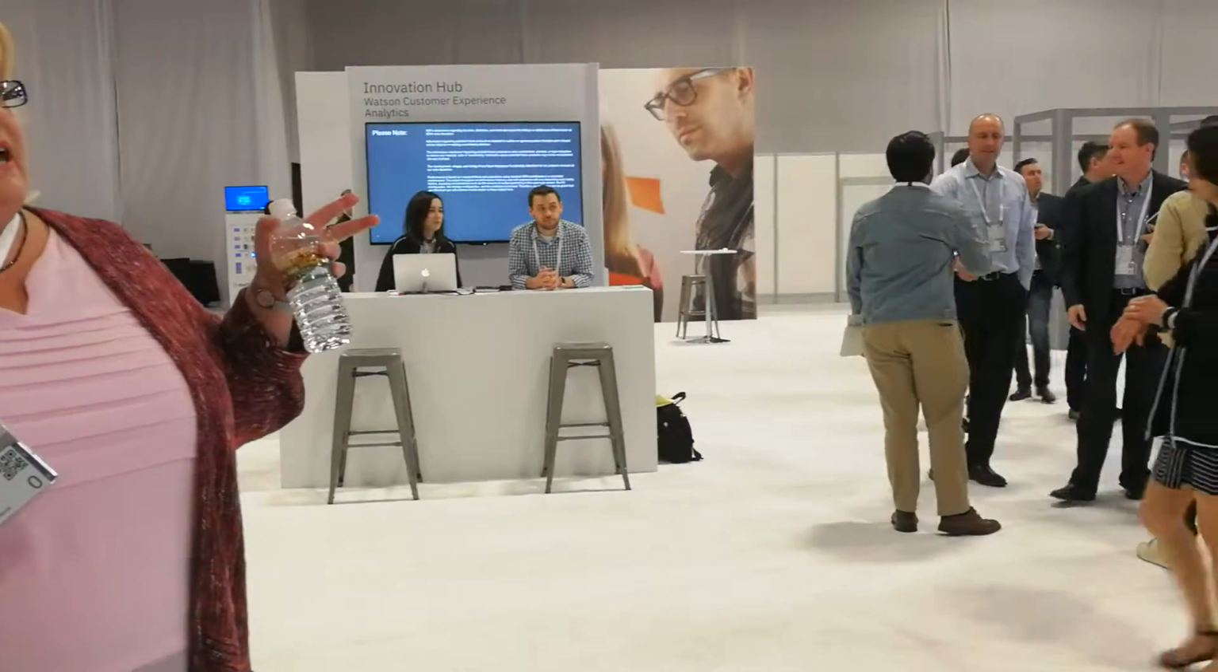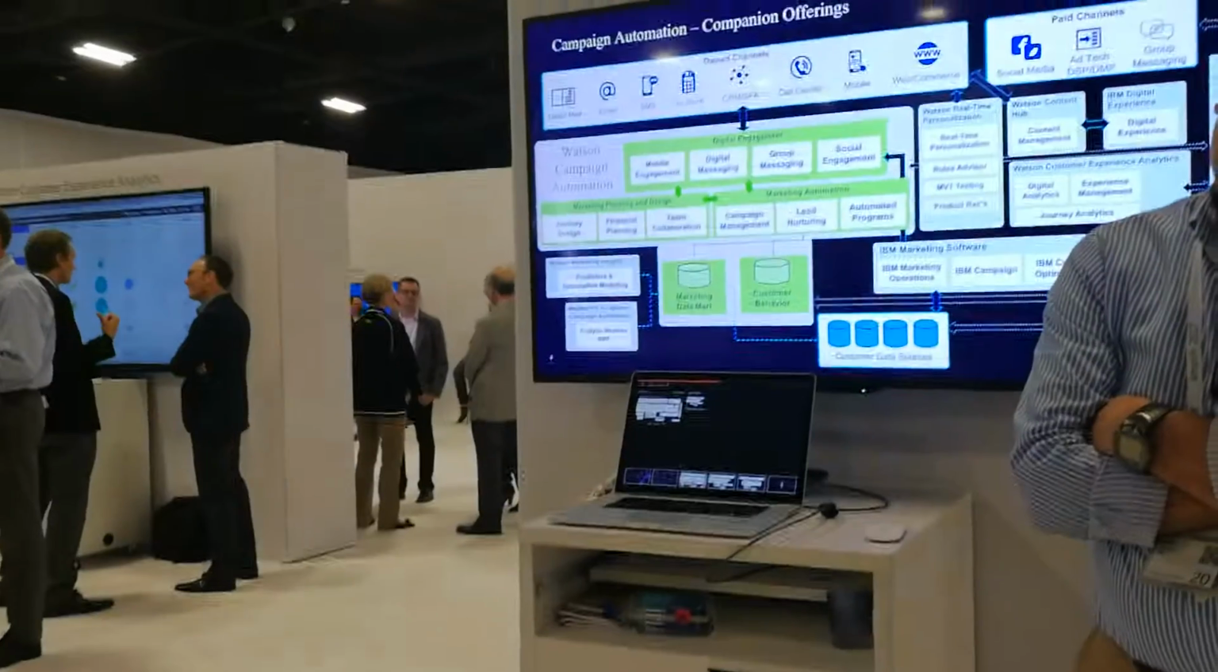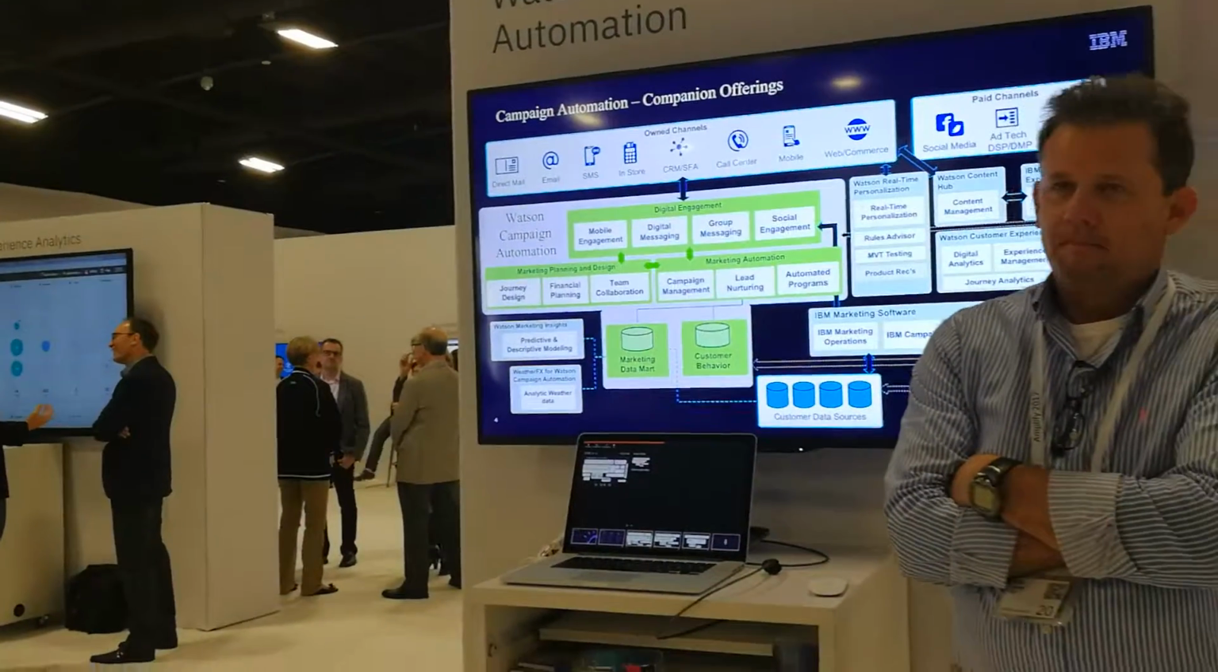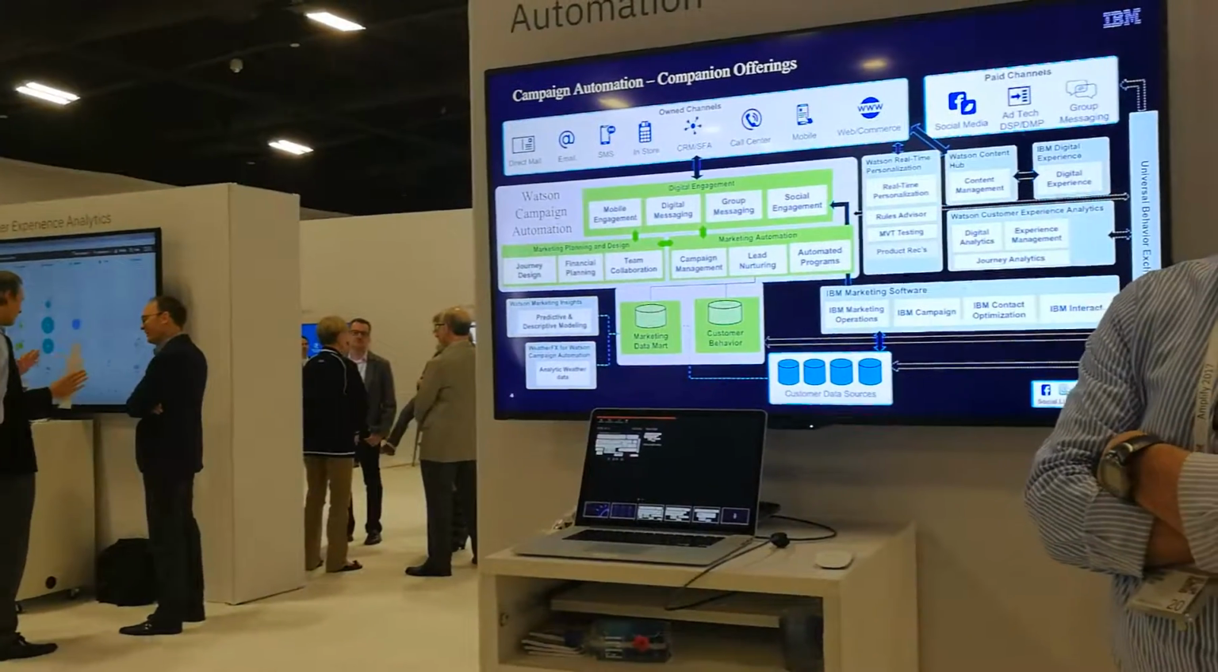So we want to start with campaign automation. And this is the part where we have two beds on campaign automation. So we're going to start by showing you a demo around campaign setup. And then on the other side, we'll talk about how one would go about optimizing a campaign.